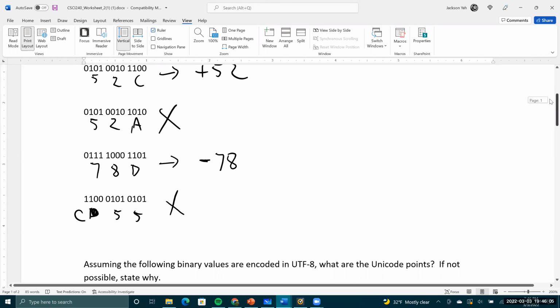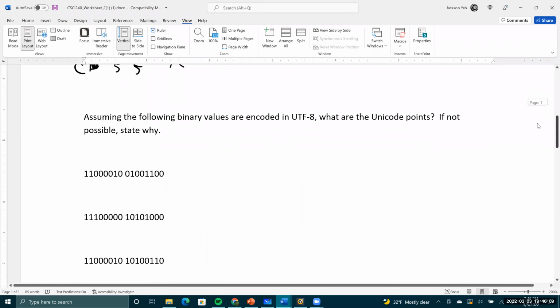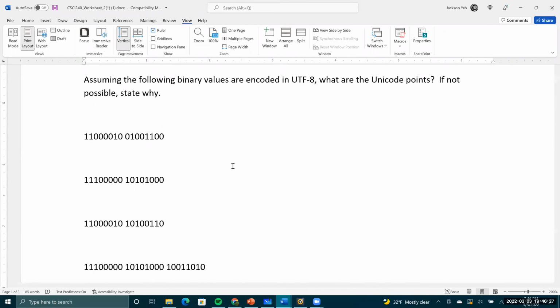All right, next set of questions: UTF-8. Assume the following binary values are encoded in UTF-8. What are the code points? Let's think of the first one. Is the first one a valid UTF-8 encoding? No. Why is it no? Because the second byte needs to start with 10. Correct. So this is a problem. This is wrong. All right, good.